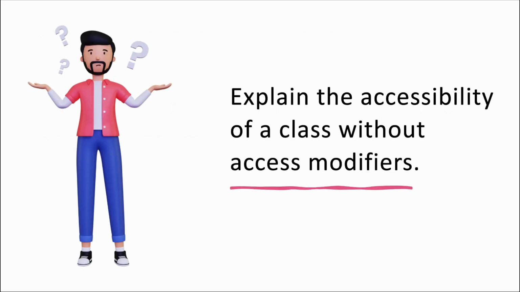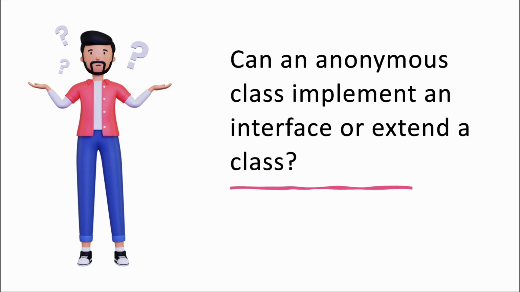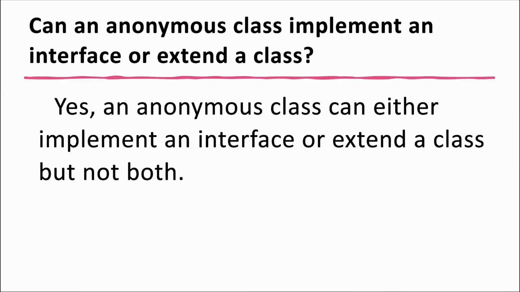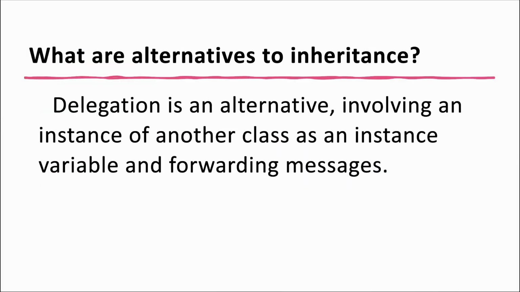Next question is, explain the accessibility of a class without access modifiers. An answer is, a class without access modifiers has package access, restricting access to classes within the same package. Next question is, can an anonymous class implement an interface or extend a class? Answer is yes, an anonymous class can either implement an interface or extend a class, but not both. Next question is, what are alternatives to inheritance? Answer is, delegation is an alternative involving an instance of another class as an instance variable and forwarding messages.